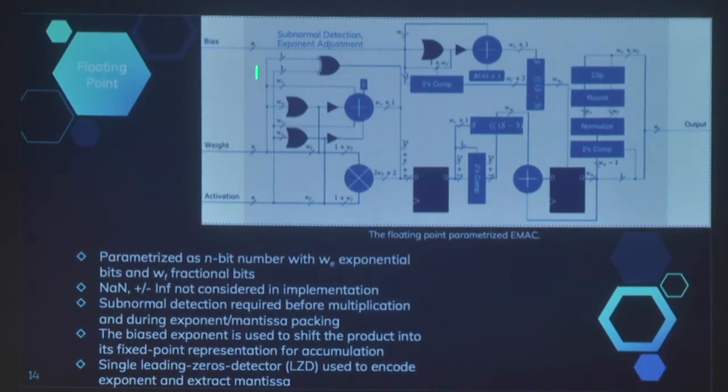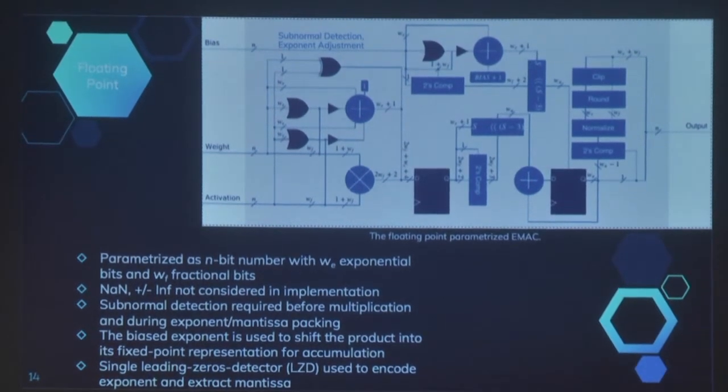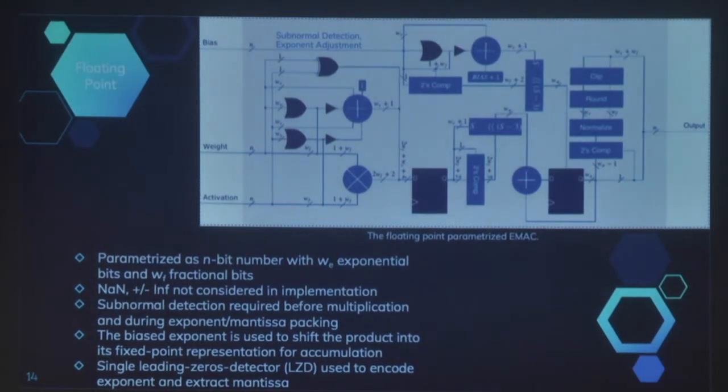As with floating point, you need to do the subnormal detection. So we do the subnormal detection here before the multiplication, and we do the exponent and mantissa packing. And the biased exponent here is used to shift the product into fixed point representation for the accumulation. And we use a single leading 0 detector to encode the exponent and extract the mantissa, and here we are normalizing to get our output. So we use a single unit to do both leading 0 and leading 1 detection by just using the 2's complement to reduce some overhead there.